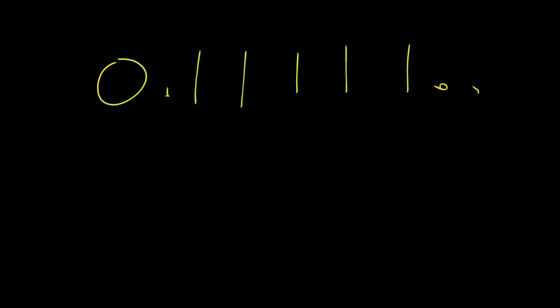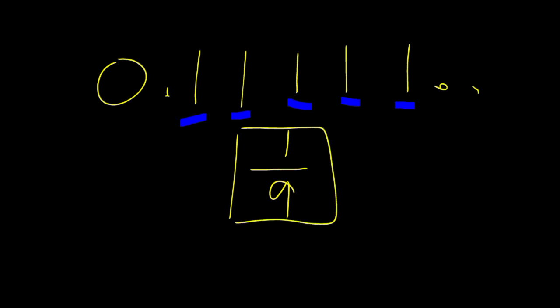So let's start. For the first example, we have 0.1111 and so on and so forth. Now, to get its fraction form, let us first observe the pattern. As we can see, this decimal is repeated by a single digit, which is 1. So we have 1, 1, 1, 1, 1, and so on. Let's get 1 as our numerator, and then let's have 9 as our denominator. So simply, our fraction form is 1 over 9.